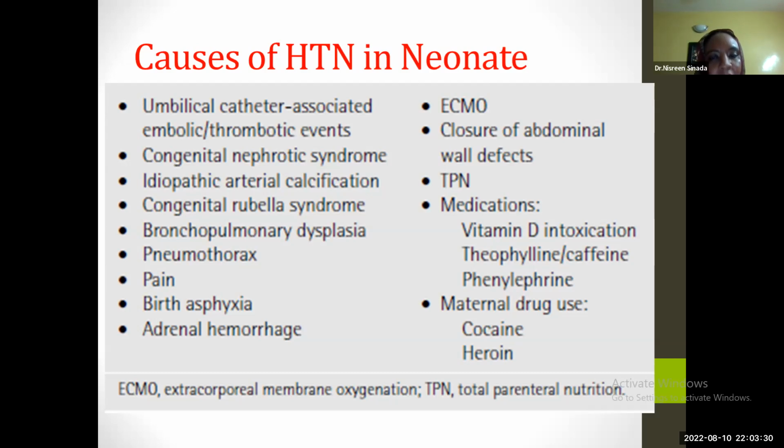Patients in TPN can develop hypertension, and medication like vitamin D intoxication, theophylline and caffeine, and maternal drug use like cocaine and heroin.